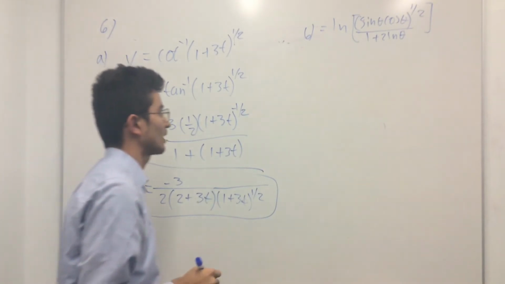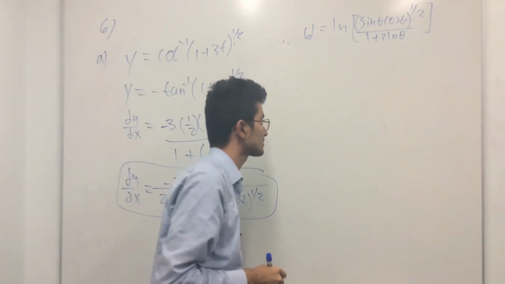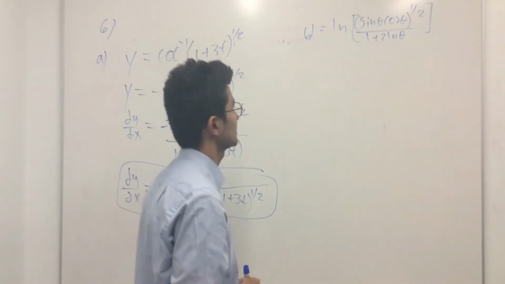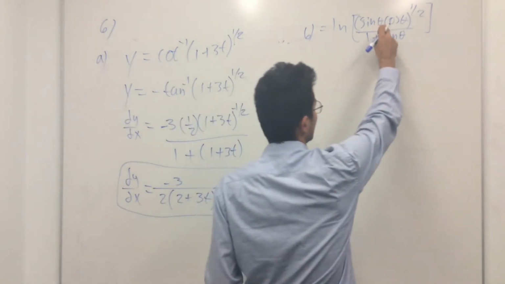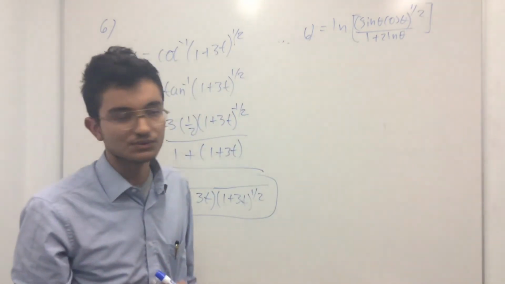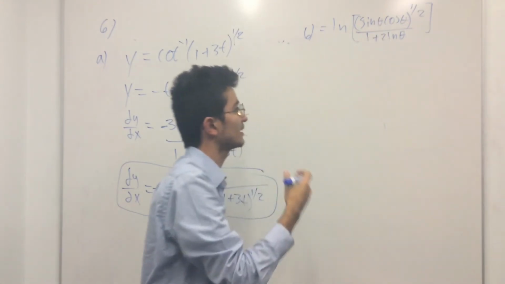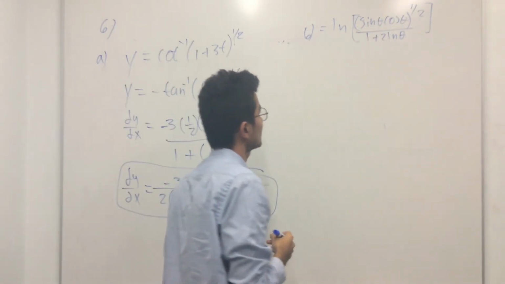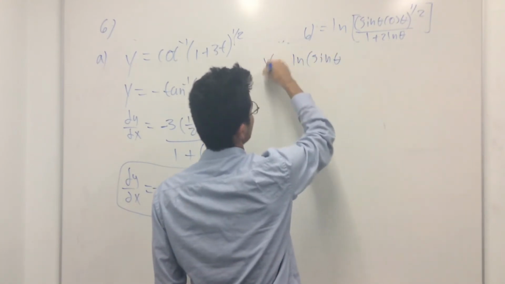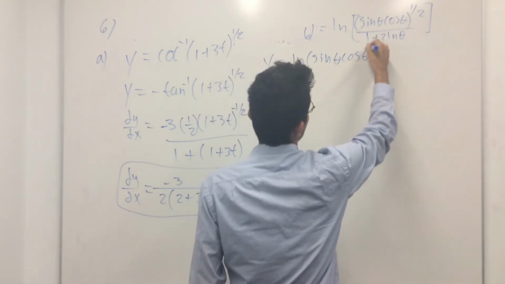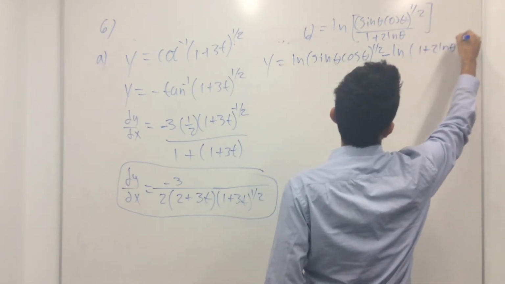Now for b, we have ln of sine theta to the power of 1/2, sine theta cosine theta to the 1/2 over 1 plus 2 ln of theta. Now in this case, we have to take advantage of two things. We have to look at the trig identity that's in here, and we also want to take advantage of the difference of logarithms. You know that when you have ln of something over something, that's basically ln of that minus ln of that other thing. So y equals ln of sine theta cosine theta to the power of 1/2 minus ln of 1 plus 2 ln of theta.